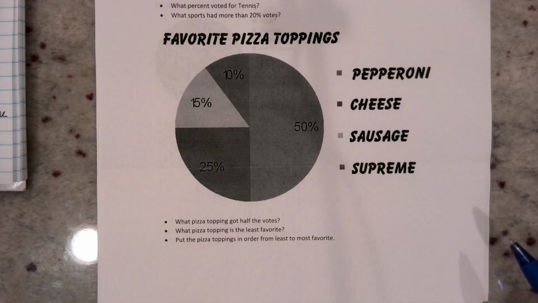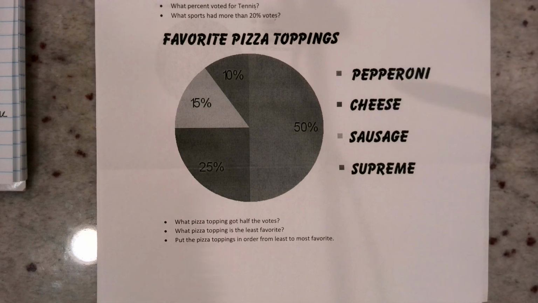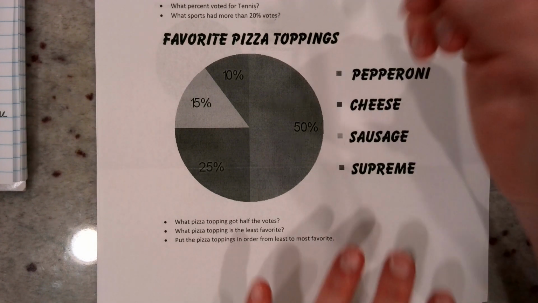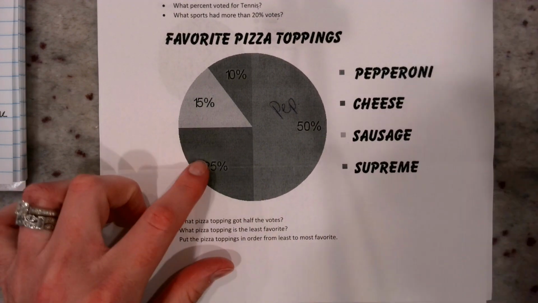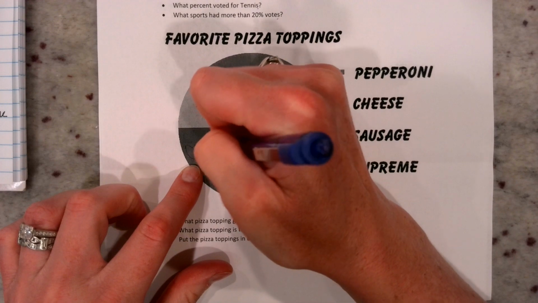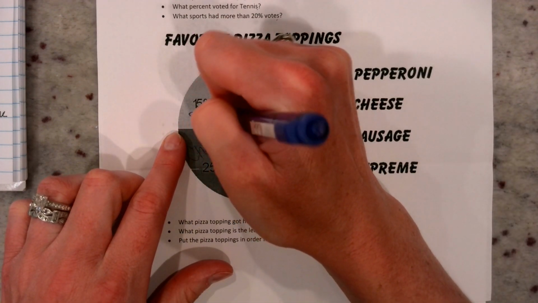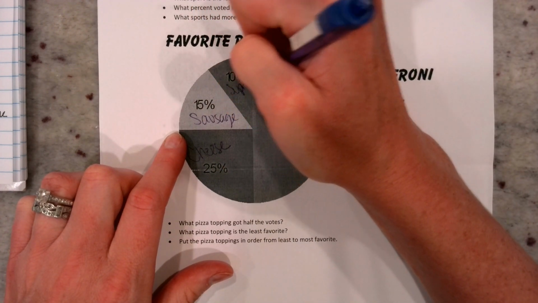All right, another circle graph here. Now this one has it color coded. I just printed it in black and white, so you can't necessarily see these color codes. So let's see, this one is pepperoni. This one is cheese. Hopefully you can see that. This one is sausage. And this one is supreme.